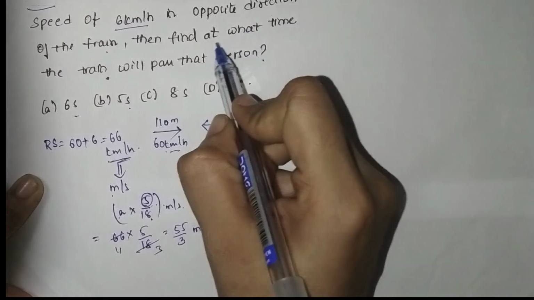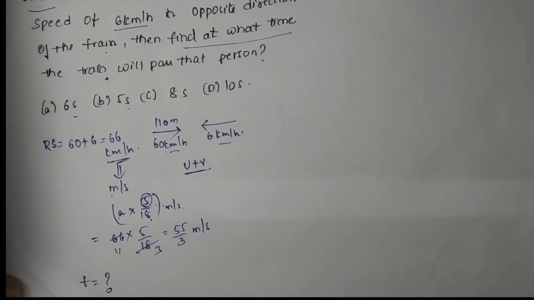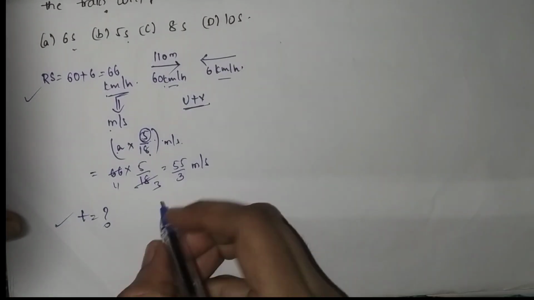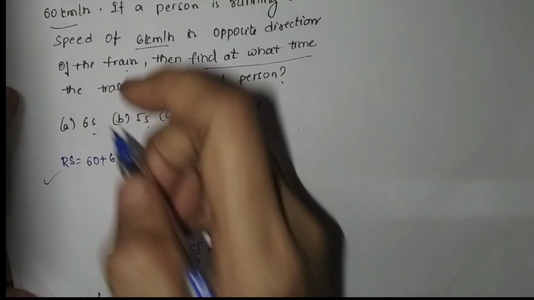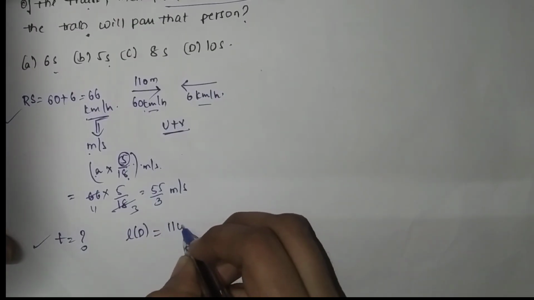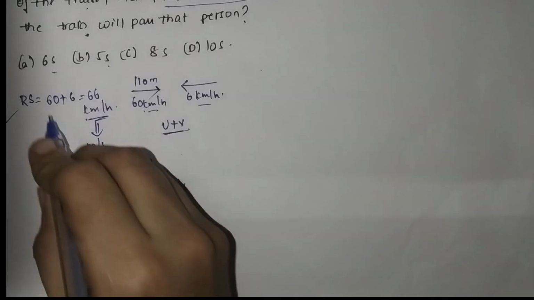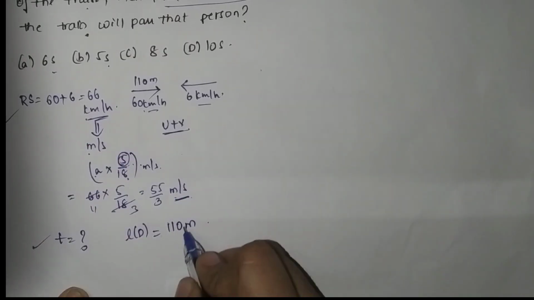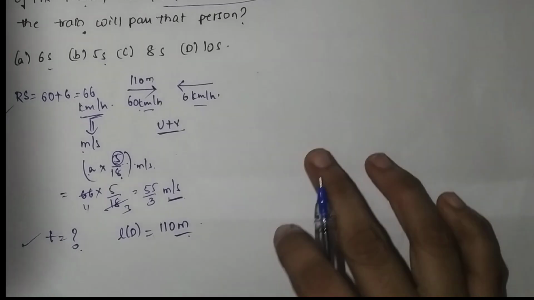And again, what are they asking here? Find at what time. They are asking the time. So we have the speed, and the time we need to find. We also have the length, meaning the distance. What is the distance? 110 meters. Now check, is everything in the same units? We have speed in meters per second, the distance is also in meters, and we need to find the time in seconds. So all the units are matching. So now we can find the time.